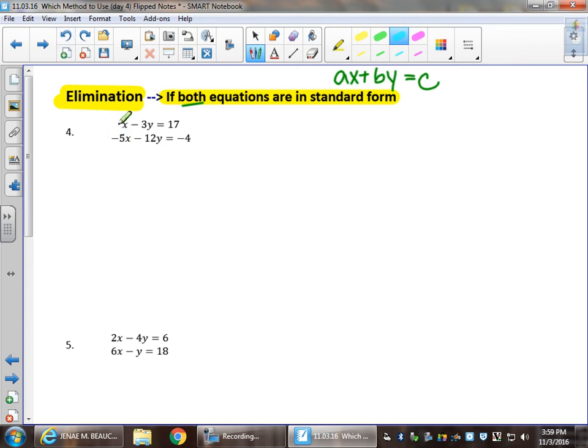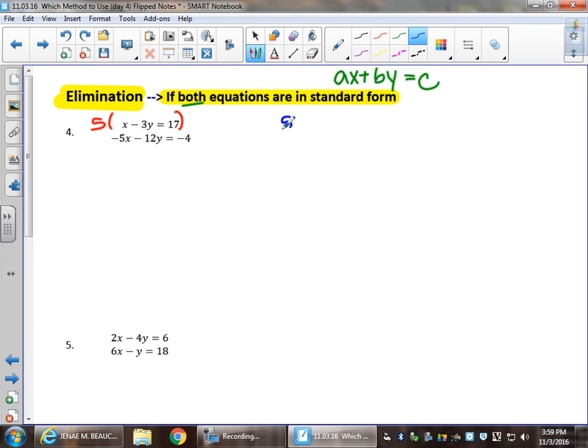One is already opposite of the other. So I'm going to choose to work with x. This is negative 5x. I want this to be a positive 5x. So I have inverses. So I'm going to multiply the entire top equation by what? By 5. Let's see what happens when I do that.